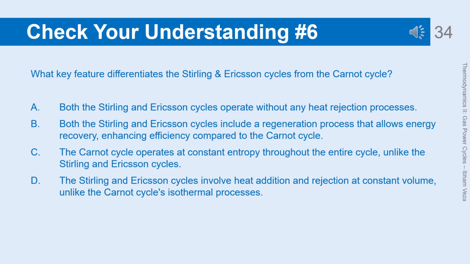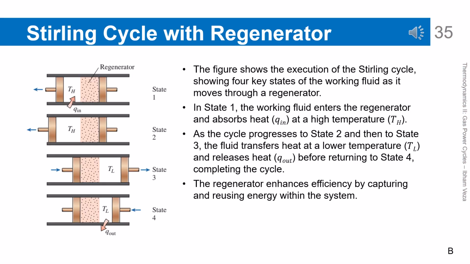D. The Stirling and Ericsson cycles involve heat addition and rejection at constant volume, unlike the Carnot cycle's isothermal processes. Incorrect, because heat addition and rejection in the Ericsson cycle occur at constant pressure and temperature, and the Stirling cycle involves isothermal processes. Stirling cycle with regenerator for enhanced efficiency.